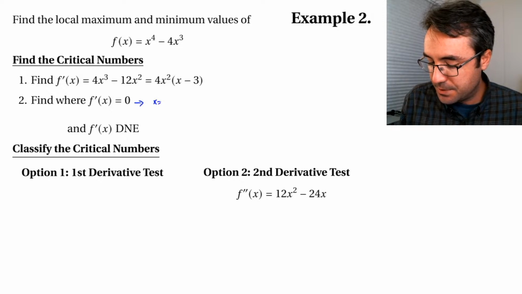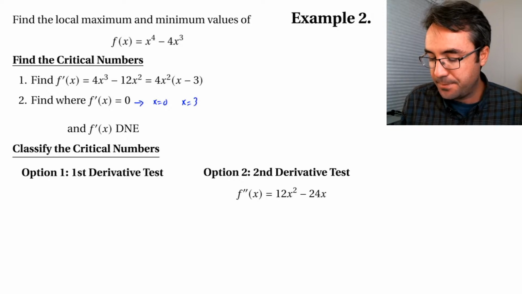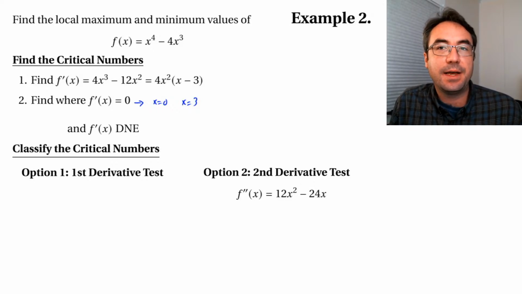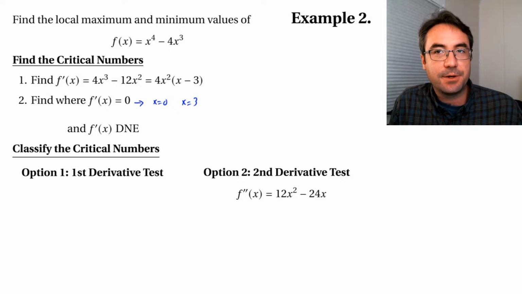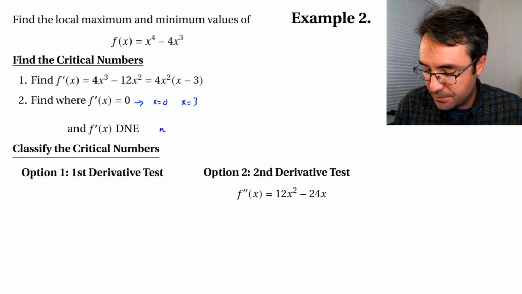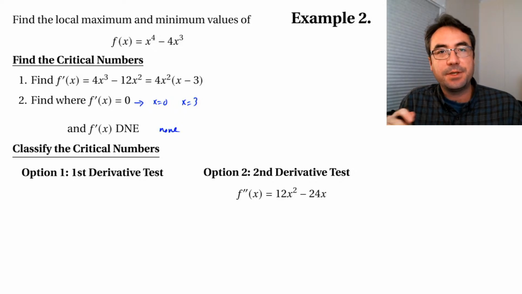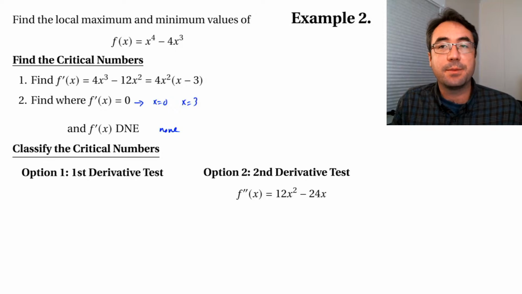We got x equal to 0 and x equal to 3. And then looking for where our derivative was undefined, there's no division by 0, so there's no place where this function's undefined. So there was no contribution here. So the only possible critical numbers were at 0 and 3.